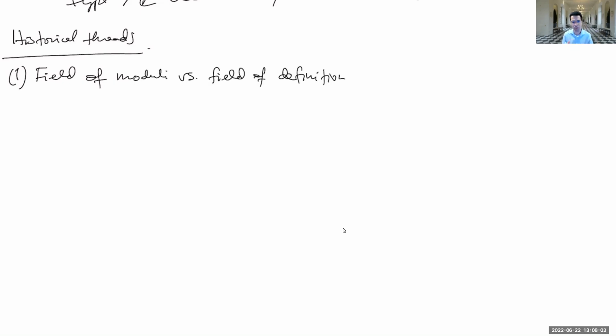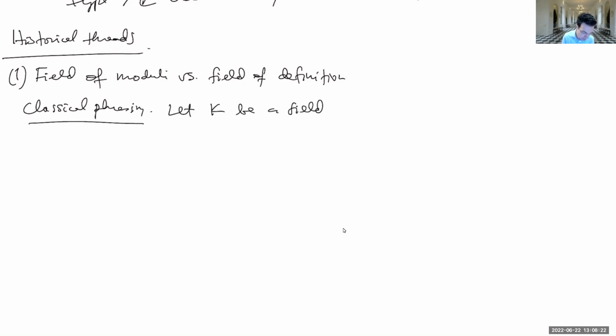So let me say first how this was stated classically, and then think about it in a more modern way and do some examples. So the classical phrasing of this goes like this, and it looks kind of weird to modern eyes. Let K be a field, and C over K bar a curve or a variety or whatever. Doesn't matter that it's a curve. This is totally unimportant. All right.